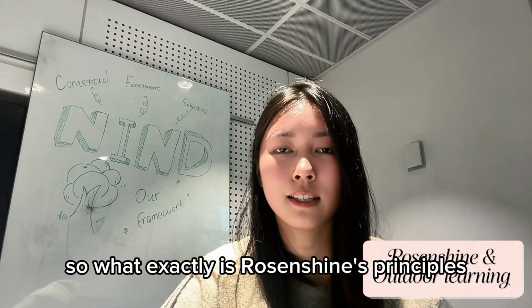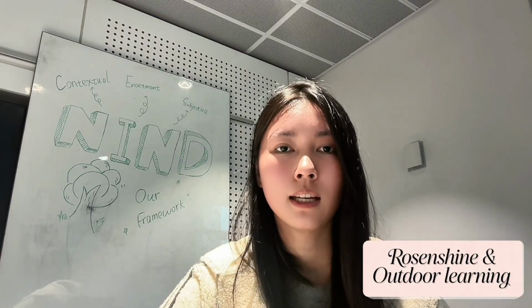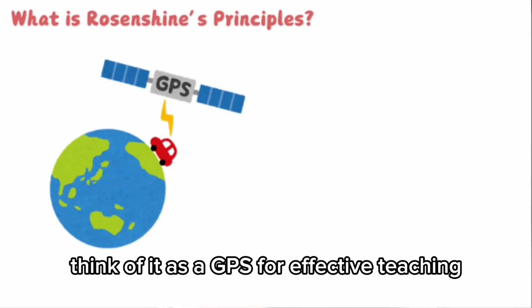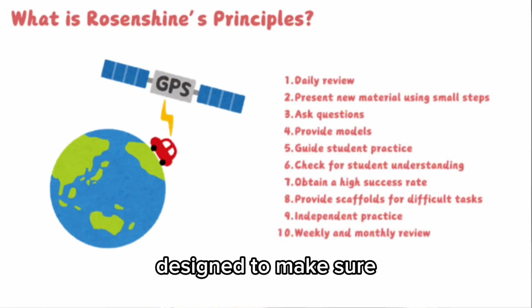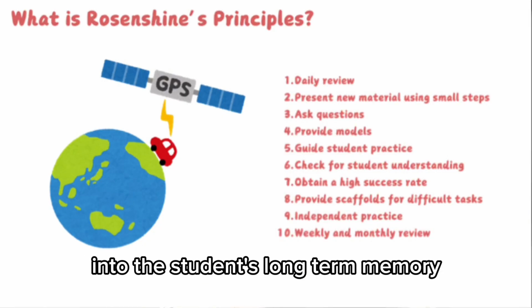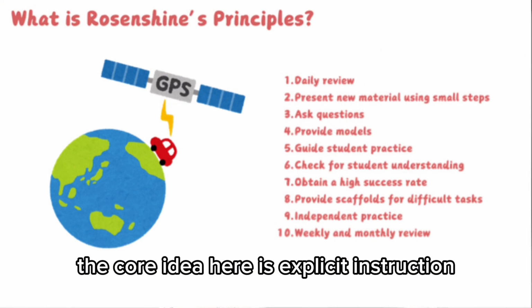So, what exactly is Rosenshine's principles? Think of it as a GPS for effective teaching. It's a set of 10 practical strategies designed to make sure information gets from the teacher's mouth into the student's long-term memory. The core idea here is explicit instruction.